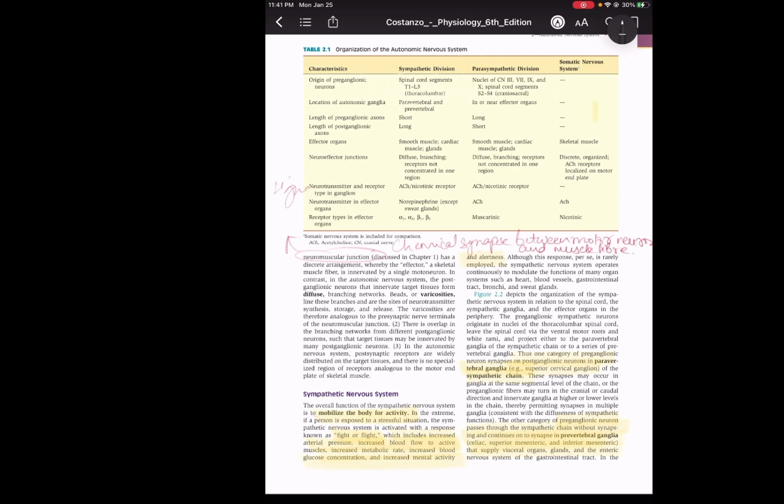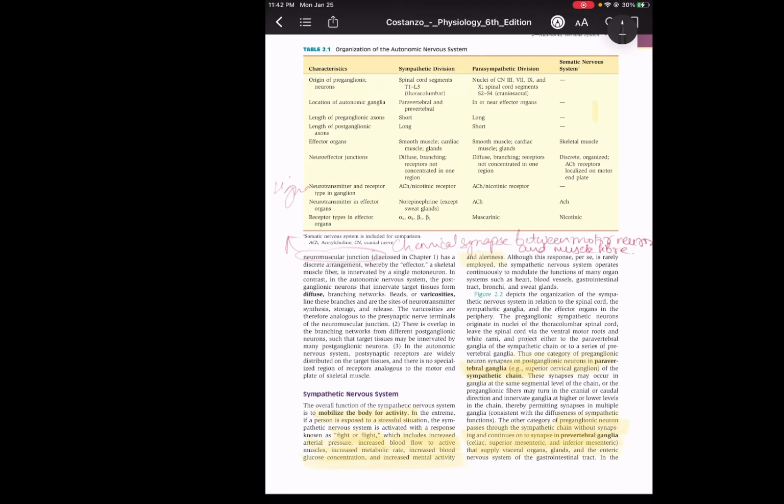And what happens in the sympathetic nervous system? It increases the blood pressure. Just imagine if you fight someone or you are scared of something, your blood pressure will increase. If you're fighting, your arterial pressure increases, your blood flow to the active muscles increases, your metabolic rate increases, your glucose concentration, everything.